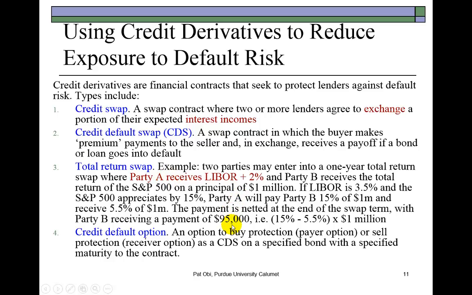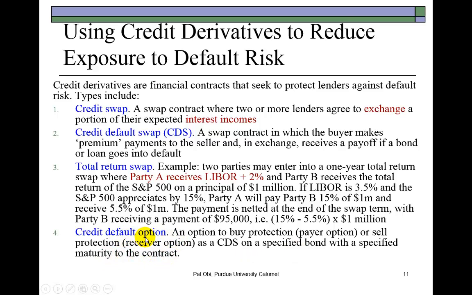But all of this is done as a way to mitigate the likelihood of default on some underlying loan. So this serves as some type of insurance. And then there's the credit default option, another derivative. An option to buy protection, called a payer option, can be purchased. So also is an option to sell protection, called a receiver option, and that can be done as a CDS on a specified bond with a specified maturity to the contract.